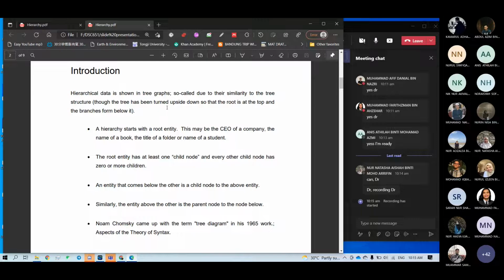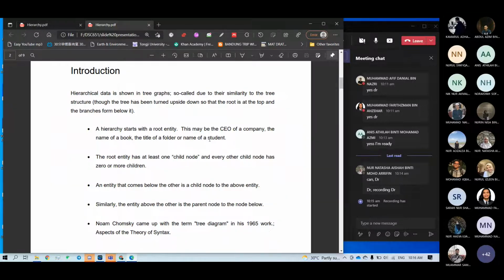Though the tree has been turned upside down so that the root is at the top and the branches are below it. Hierarchy starts with a root entity. So we always have a root, as an example, a CEO of a company, the name of a book, the title, and then all the folder names. Then only you go down.